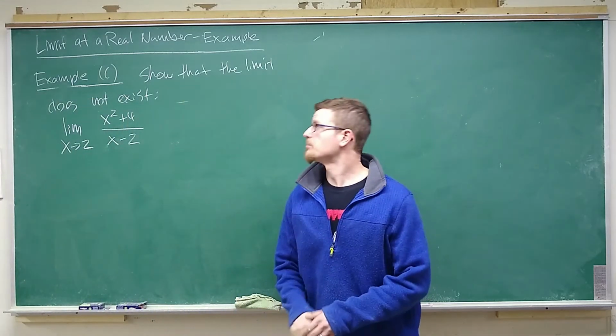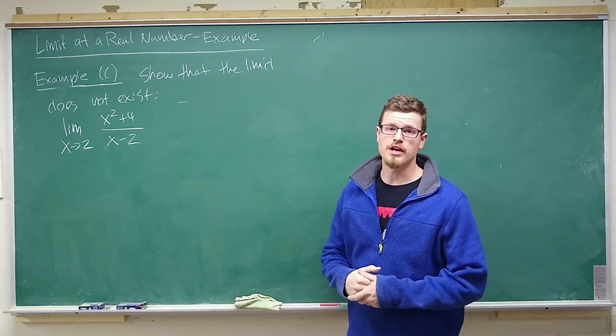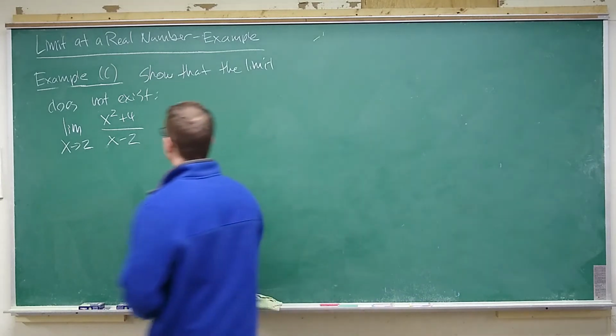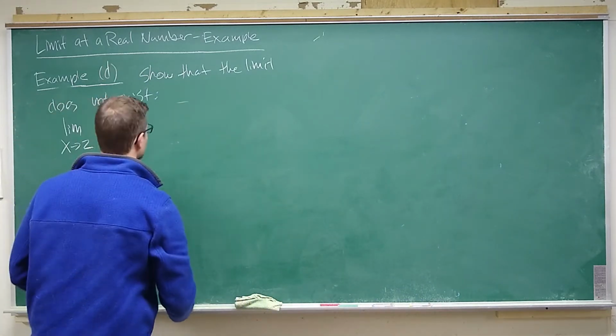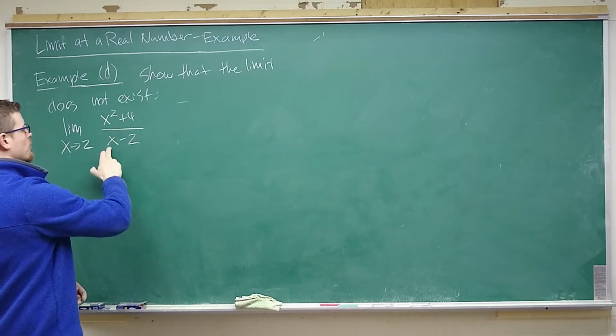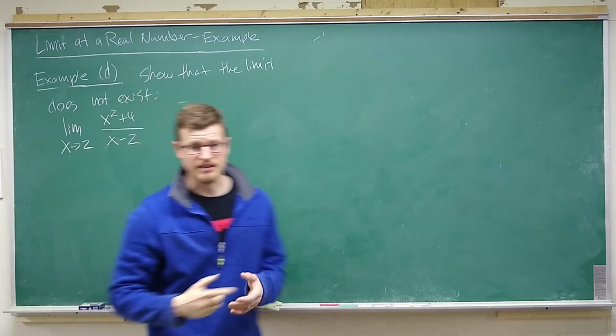For our last example of limits at a real number, we want to show that a limit does not exist. So this is our fourth example, and we want to show that the limit as x approaches 2 of (x squared plus 4) over (x minus 2) does not exist.